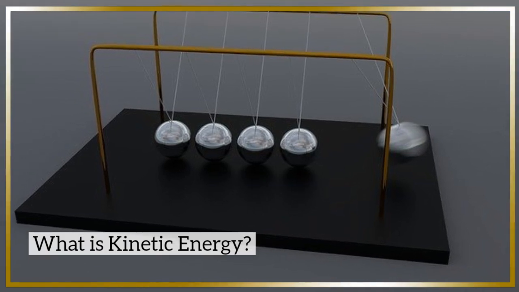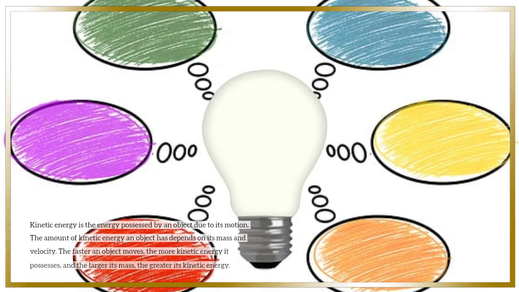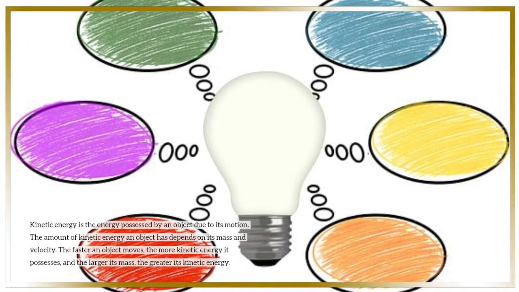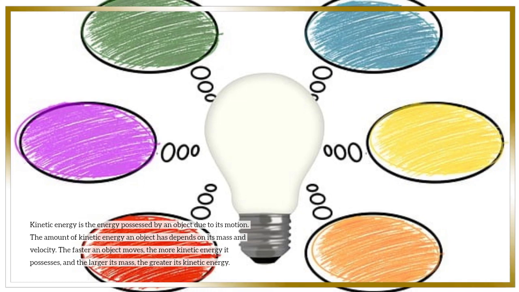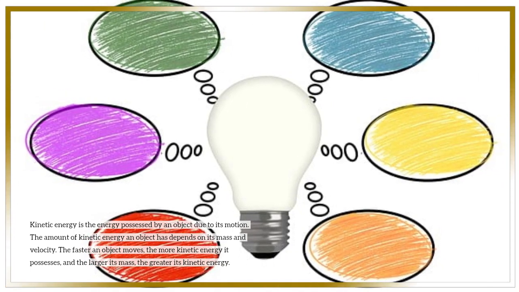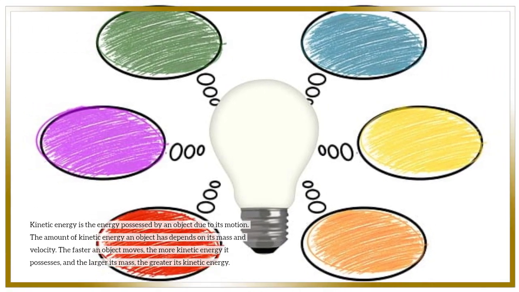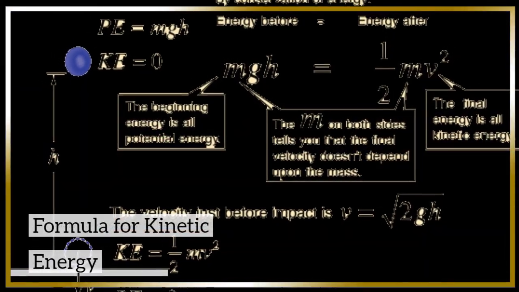What is kinetic energy? Kinetic energy is the energy possessed by an object due to its motion. The amount of kinetic energy an object has depends on its mass and velocity. The faster an object moves, the more kinetic energy it possesses, and the larger its mass, the greater its kinetic energy.